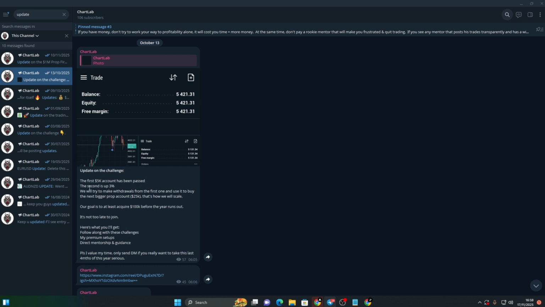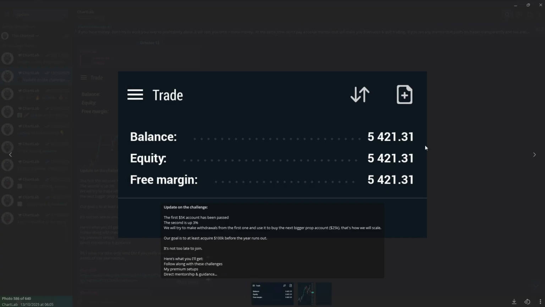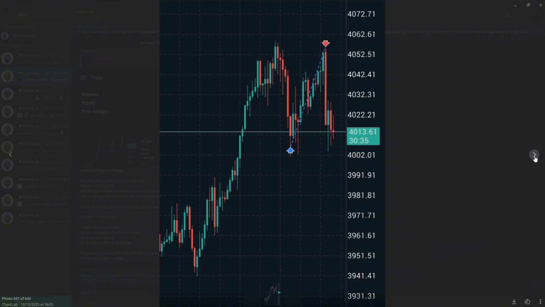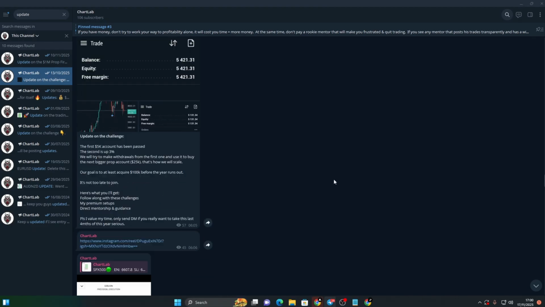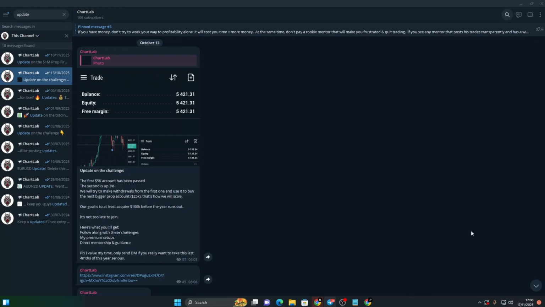The second one is up 3%. We try to make withdrawals from the first one and use it to buy the next bigger account, which is 25k, and that's how we scale. This is actually the proof of it. You can see it here. This is the first 5k that we passed, and this is the second. It's actually up 3%. So this update was made on October 13th.